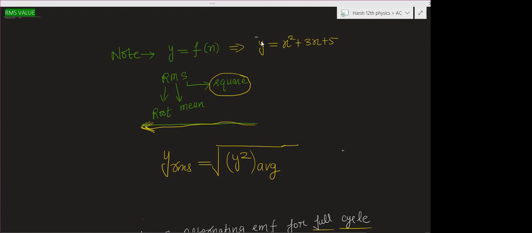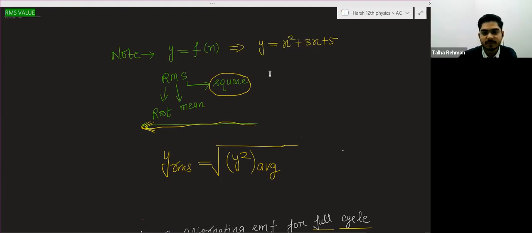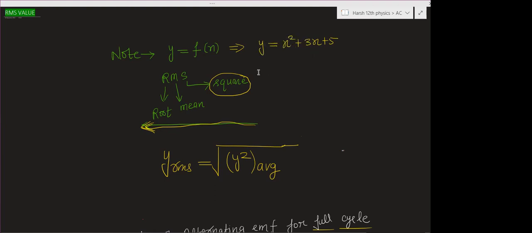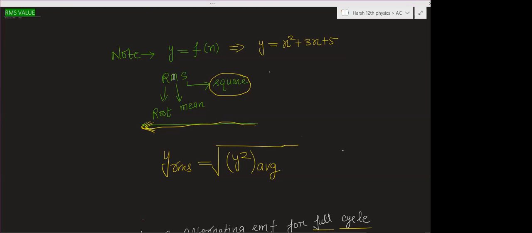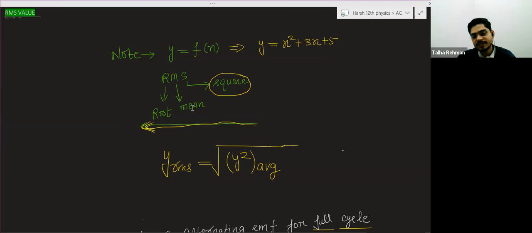So basically, y is a variable function. Y is not a constant function. It's a variable function. So for a variable function, apart from the average value, sometimes we calculate the RMS value, that is known as the root mean square value. RMS: R means root, M means mean. Mean basically you can say average. Mean is also known as the average.